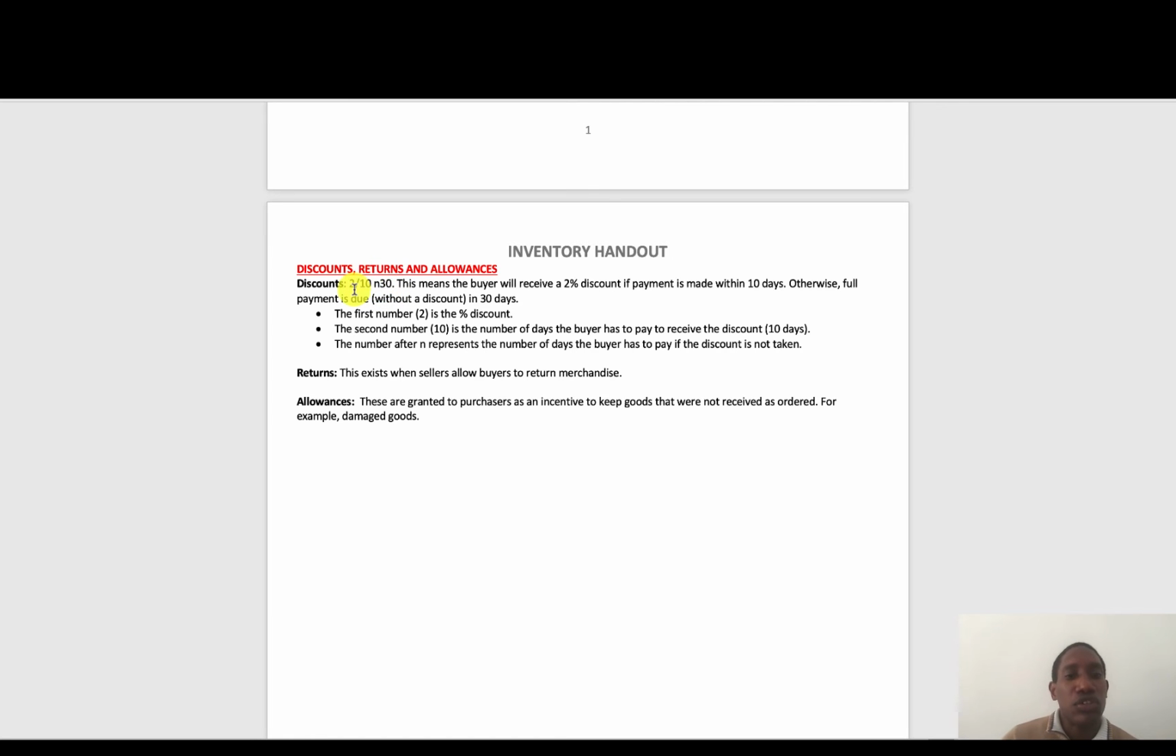All right? So the first number is always the percentage discount. The second number is always the number of days you can get the discount. And then the last number is, if you don't take the discount, the full amount is due within that number of days. All right? So you need to become very familiar with how to read these terms for discounts. So we're going to practice just a little bit on these terms.